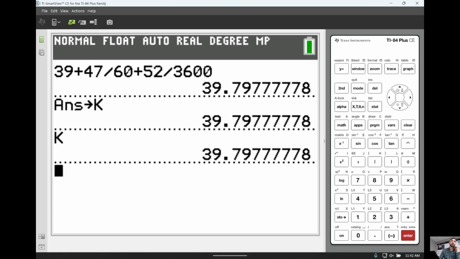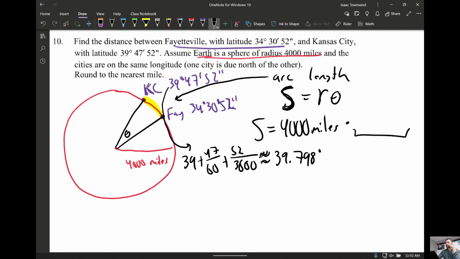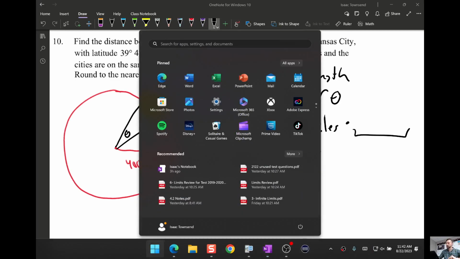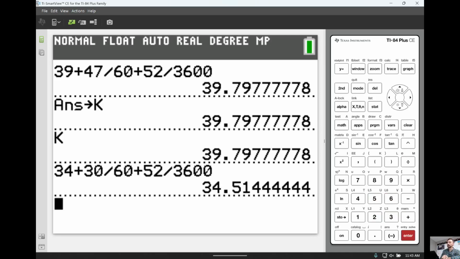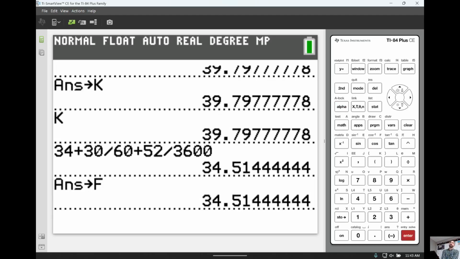Again, you can keep up with all the decimals, and then that's good enough, but it's kind of crazy to write all these decimals down and type them in multiple times. Just store it in for K, there's Kansas City. Now, if I do the same thing for Fayetteville, it is 34 degrees, 30 minutes, and 52 seconds. And I'm going to store that in for F. Again, F is just my choice, but F for Fayetteville. So now it knows exactly what angle Kansas City's at, K, and exactly what angle Fayetteville's at, F.